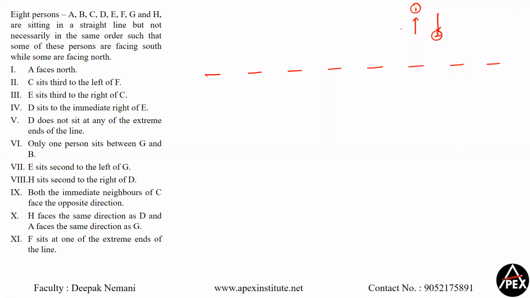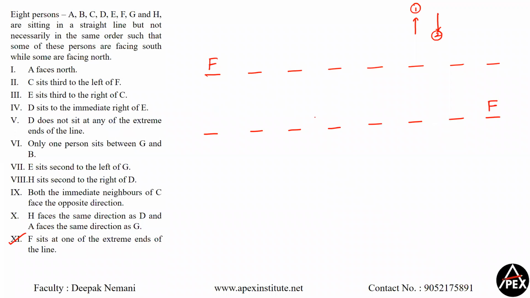Statement 11. Perfect, because 11 gives me a definite position of F. F sits at one of the extreme ends. So how many cases do we have? 2 cases. Perfect. F can be at this extreme end or at the other extreme end, and we have considered statement 11.